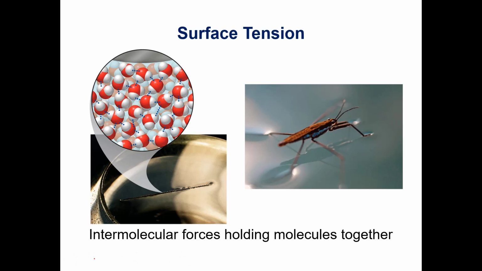So that's how you get things like bugs that can walk on water. It's because they're light enough that they don't put enough force on the surface of the water to sink below the water. Or if you have something like a pen that's very lightweight, it will float because it doesn't have enough mass to break the surface tension of water.